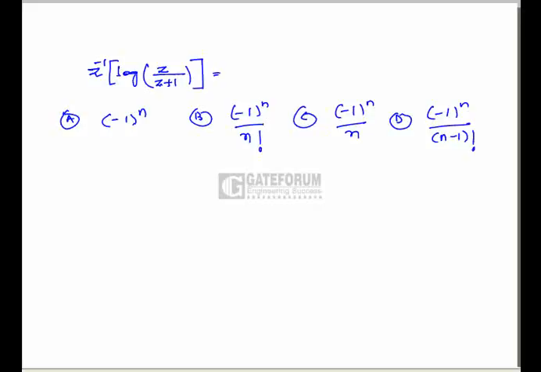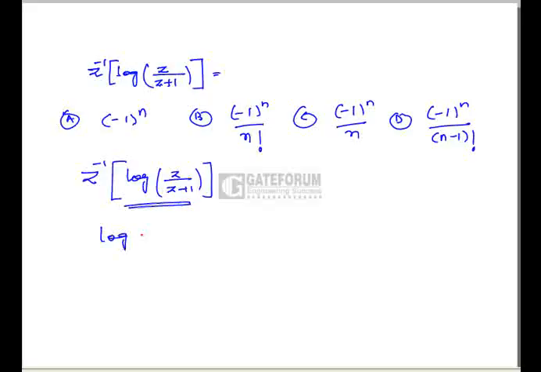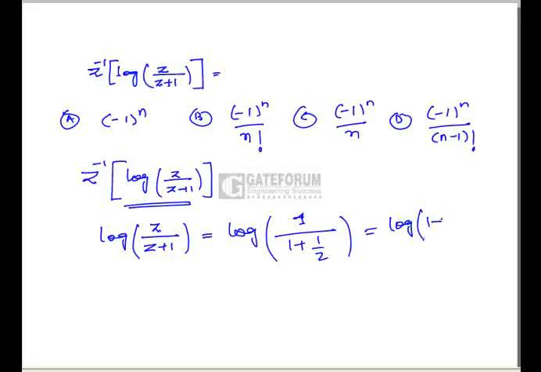Let us look into the problem: z inverse of logarithm of z by z plus 1. Let us consider the logarithmic function, log of z by z plus 1. We can simplify this as log of 1 by 1 plus 1 by z, dividing numerator and denominator by z, which can be written as log of (1 plus 1 by z) whole inverse, which is minus logarithm of 1 plus 1 by z, since log a power m is nothing but m log a.